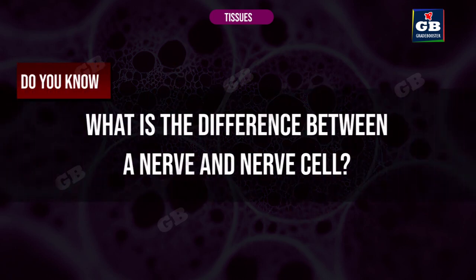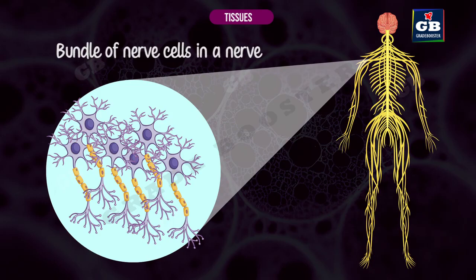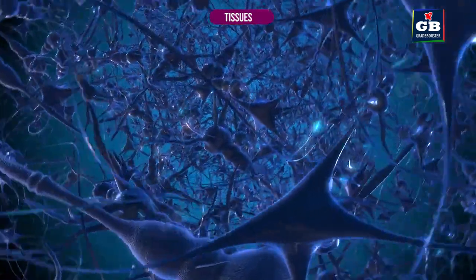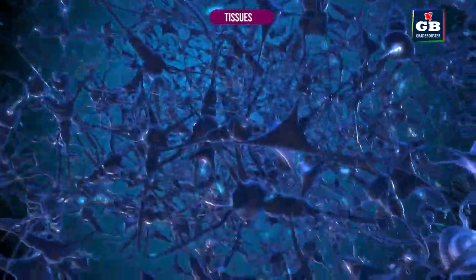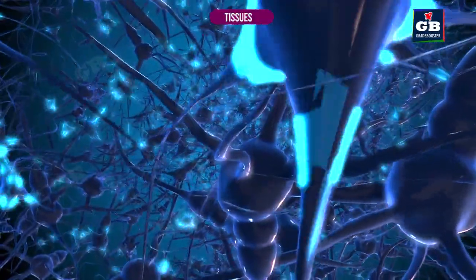What is the difference between a nerve and a nerve cell? A nerve is a bundle of nerve cells. Many nerve fibers bound together by connective tissue make up a nerve. What is the function of nervous tissue? Nerve cells carry information in the form of electric impulses. They are also called nerve impulses.